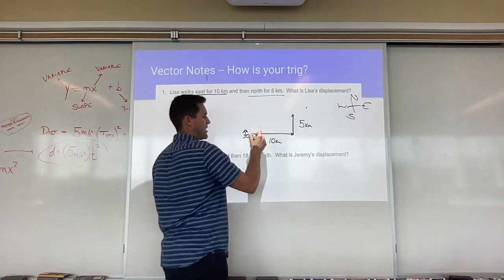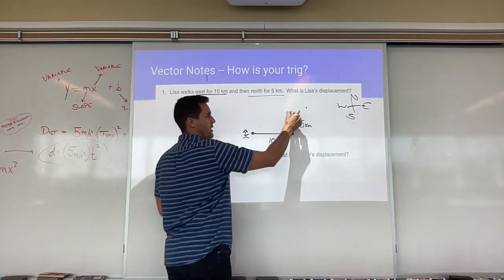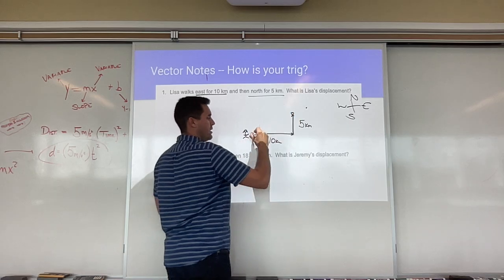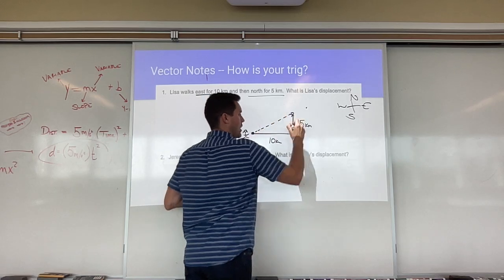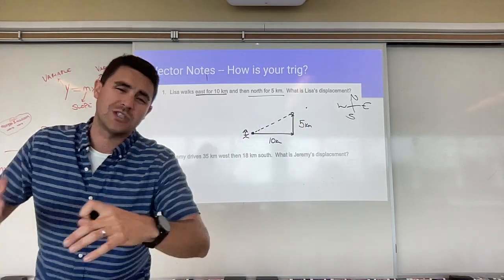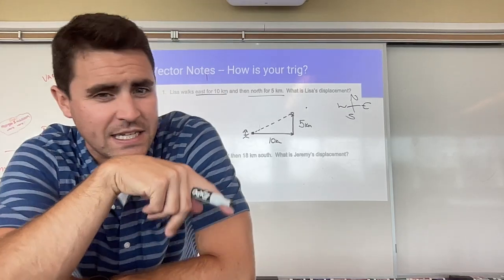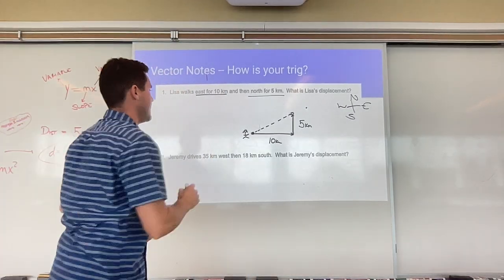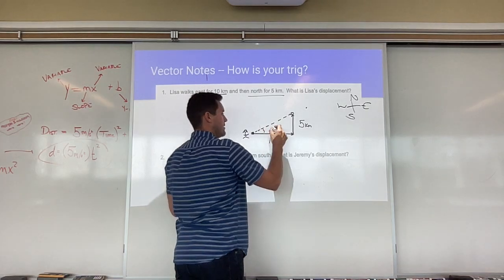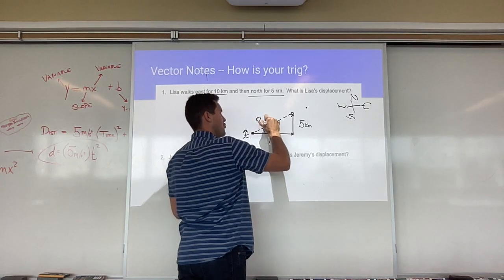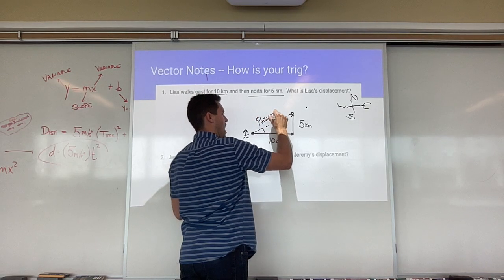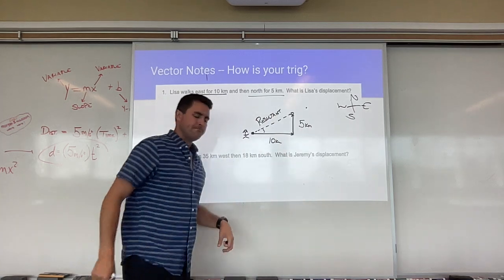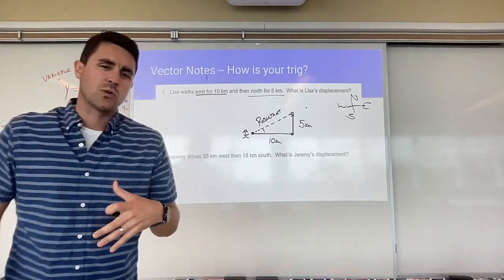Now, in order to find the displacement of Lisa, we look at where we started, we draw an arrow to where we ended, and that is the total displacement. That's the vector quantity that describes how far Lisa has moved from where she started. That is going to have an angle. This right here is known as the resultant vector. The resultant vector is what I'm solving for.